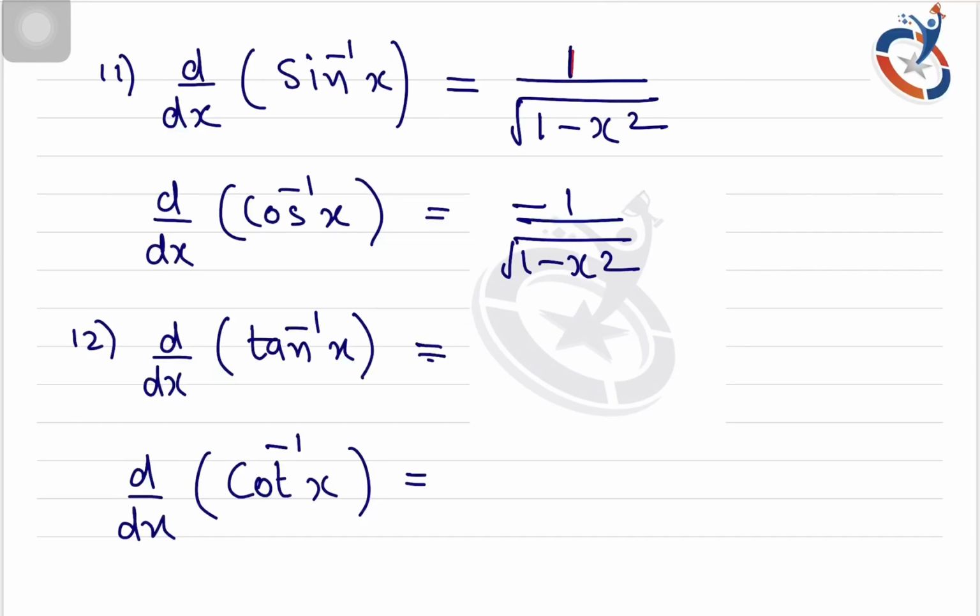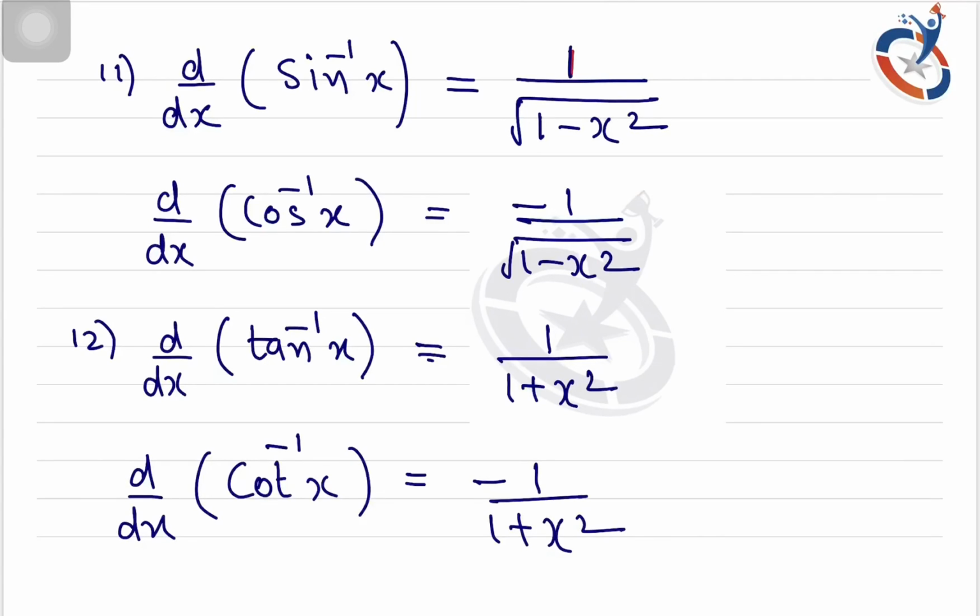Then you have tan inverse and cot inverse x. So remember, sin inverse x, cos inverse x, the formulas are same. You have a minus sign in cos. Here it's 1 upon root of 1 minus x square. Here it's minus 1 upon root of 1 minus x square. Clear? Then you have tan inverse x. Tan inverse x ka derivative is 1 upon 1 plus x square. And cot inverse x, the derivative is minus 1 upon 1 plus x square. There is no root here now.